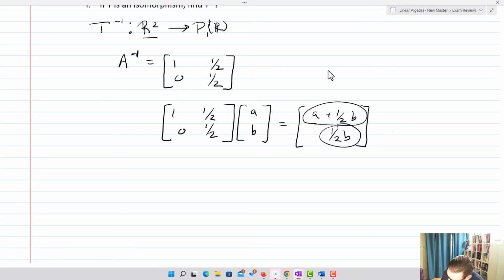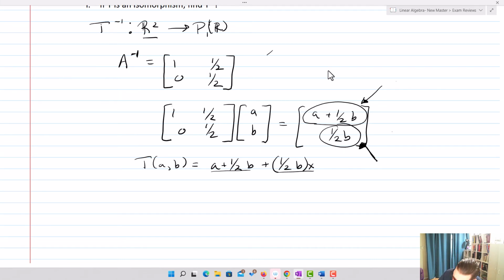So consequently, if you look at this and you say, okay, well, what is that as a polynomial? So we're going to take T of AB, that's our input, and it is going to end up equaling, here's the constant term, because that's the top, and the bottom term is going to end up being my x term. So that's going to end up equaling A plus 1 half B plus 1 half Bx. And that is our inverse of the transformation.